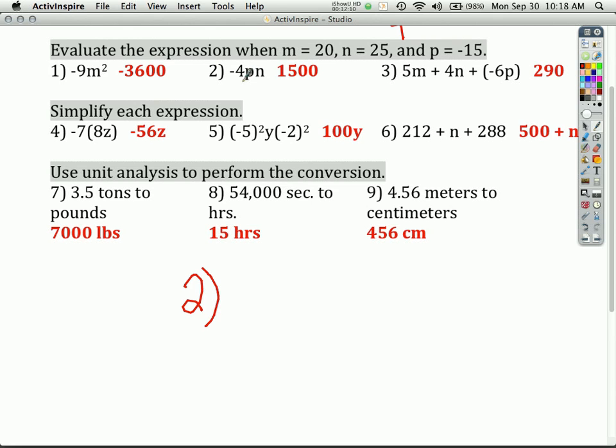We've got negative 4pn. What operation is being done in here with something written like that, Taylor? Yeah, it's all multiplication. So we really have negative 4 times p. But p is negative 15. So write it like that. If you didn't write it like that, you made a mistake. Negative numbers, if they're next to an operation symbol, should have parentheses around them. And then it says times n. N is 25.